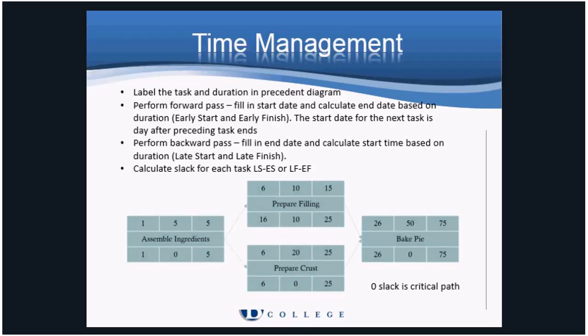Notice that for the backwards path, the prepare filling can wait 10 minutes before starting. This is 10 minutes of slack time. The assembled ingredients, the prepare crust, and the baked pie all have a slack of 0, which means this is the critical path. If any of these jobs are delayed, the completion time for the project will be impacted.